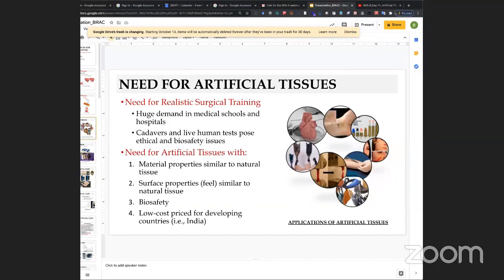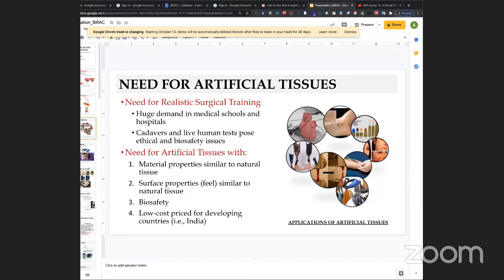However, the realism in terms of mechanical properties and the feel of that artificial tissue is not very similar to the actual cadaver or to an actual human tissue. So that is one of the key reasons we need artificial tissues which are much better. So there is a huge demand, like I said, in medical schools and hospitals and across many other areas, such as we're looking at some pictures here just to give you an insight.